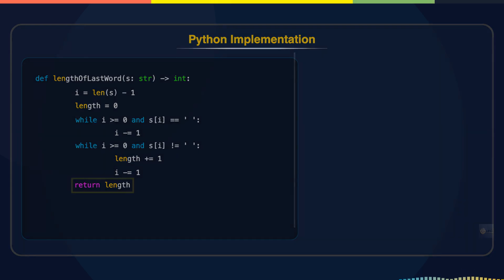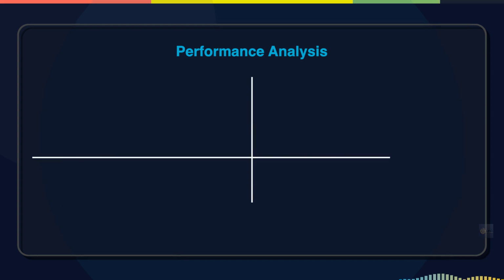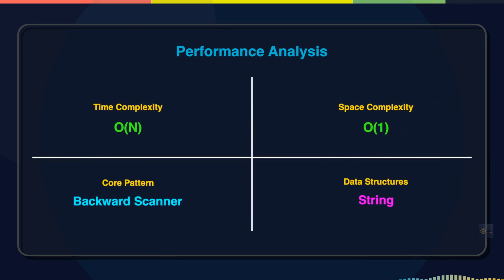It is that simple. Looking at the complexity, the time complexity is O(n) in the worst case, as we might scan the entire string if it contains only one word or is full of spaces. However, in practice, we only scan the last word and its trailing spaces. The space complexity is a perfect O(1), because we only use a few integer variables regardless of the input size. And that is the length of last word challenge mastered.